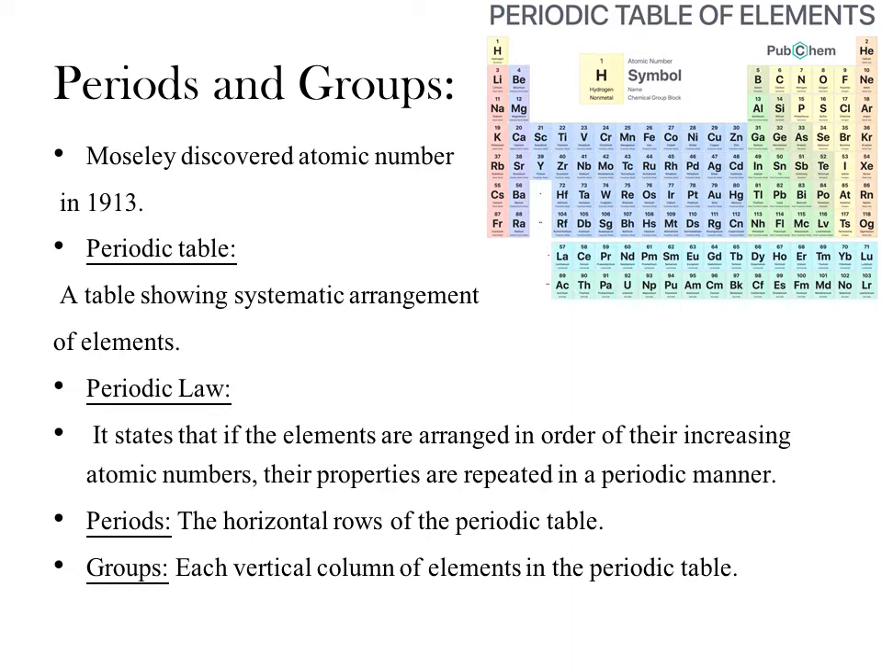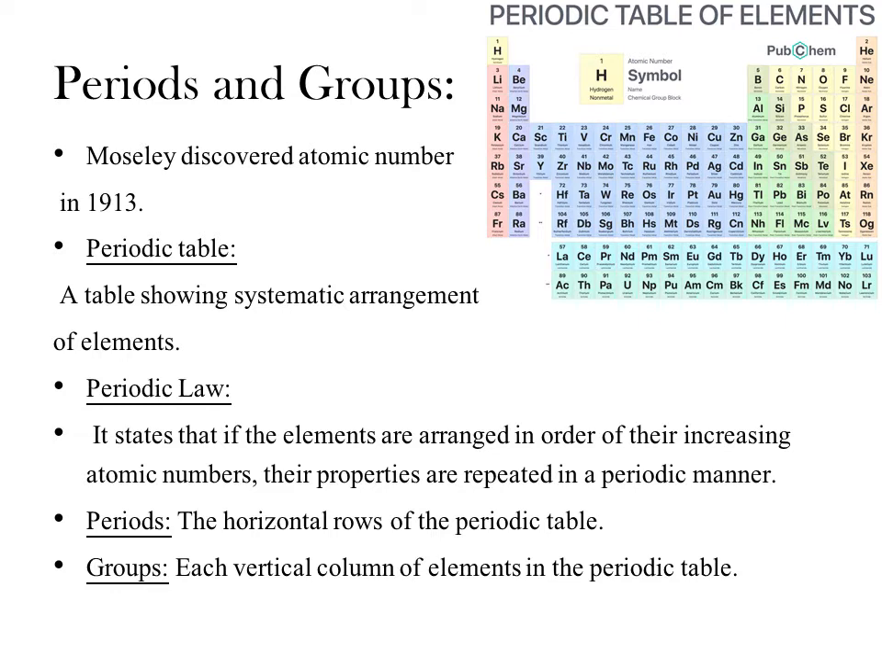When we see the periodic table, there are two arrangements. Number 1 in the form of columns and number 2 in the form of rows. In the periodic table, horizontal rows are called periods. There are 7 periods in the periodic table.